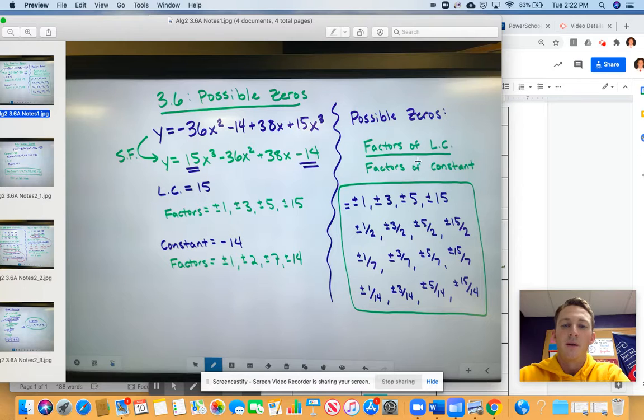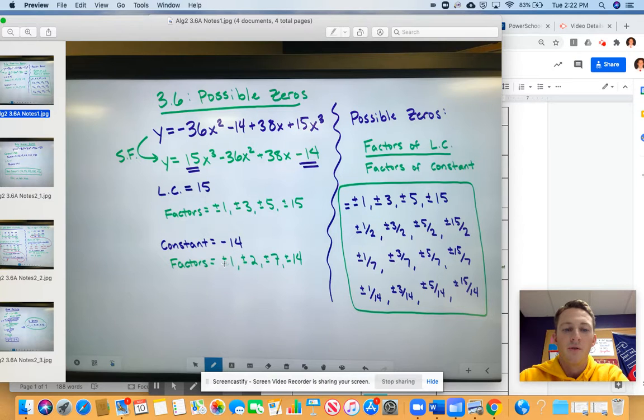And our formula is going to be the factors of the leading coefficient divided by the factors of the constant. So we're going to take all of these factors and divide them by these factors. So on the bottom of our fraction, we're just going to start with 1. And we're going to do this one, then this one, then this one, then this one. So 1 divided by 1 is 1. And then we're just going to put the plus or minus in front. 3 divided by 1 is 3. 5 divided by 1 is 5. 15 divided by 1 is 15. You just put plus or minus in front because we have all these plus or minuses over here.